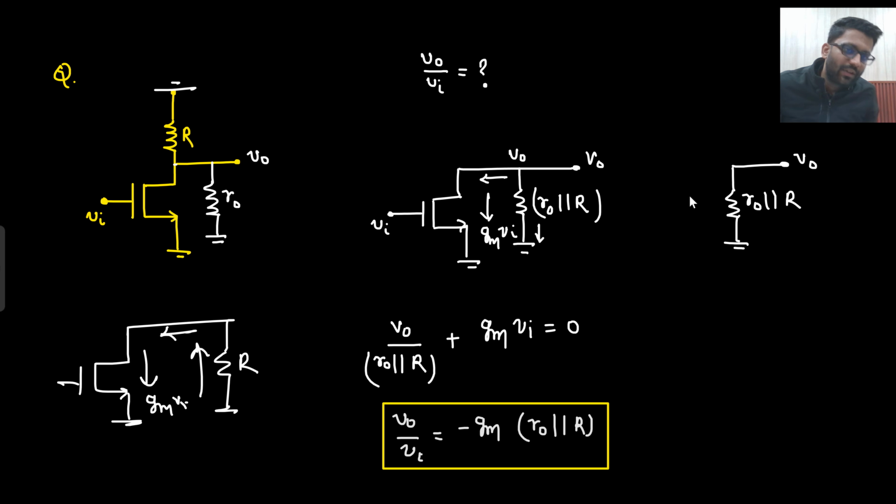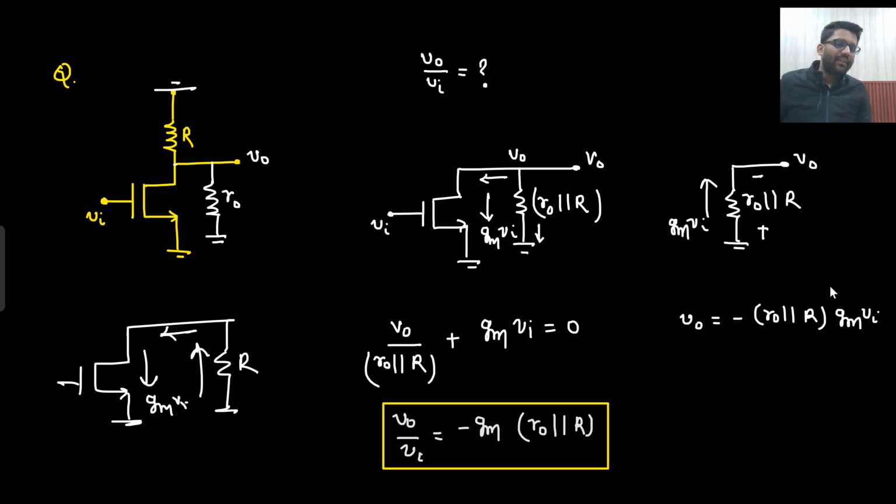And this is your V0. So how much current is flowing through this resistance? That is Gm Vin. And if the current is flowing from down to up, then how will be the voltage drop? This is how will be the voltage drop, and this is at the negative node. So what will be your V0? V0 will be minus R0 parallel with R into Gm Vin.